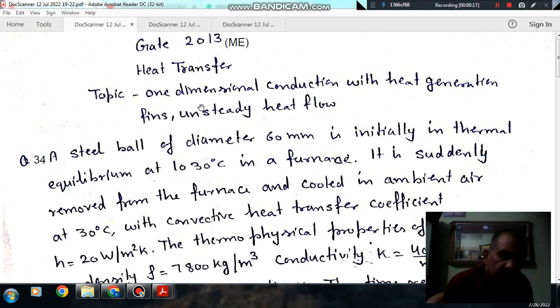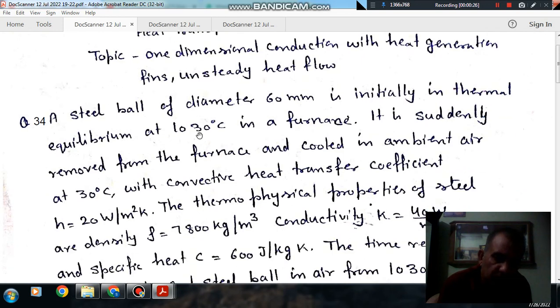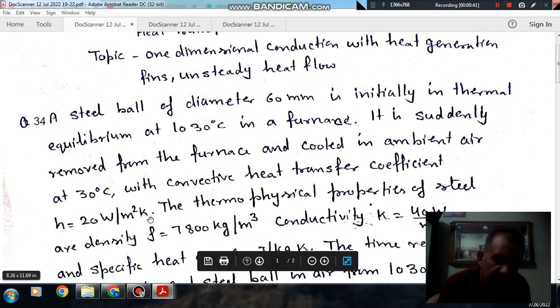Question number 34 from GATE 2013 ME: A steel ball of diameter 60 mm is initially in thermal equilibrium at 1030 degrees Celsius in a furnace. It is suddenly removed from the furnace and cooled in ambient air at 30 degrees Celsius with convective heat transfer coefficient h equal to 20 watt per meter square per degree Kelvin.